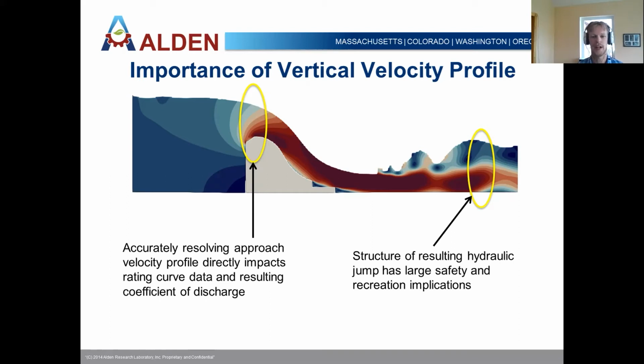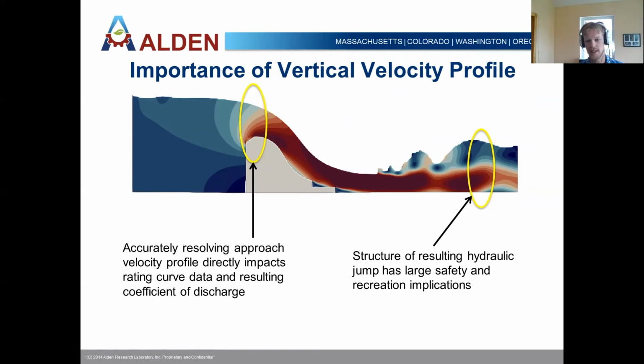So this is where the vertical velocity profile is very important when modeling hydraulic structures, especially if you're trying to meet a no-rise condition and want to have the least uncertainty possible. To a second extent, you also are able to resolve the hydraulic jump.